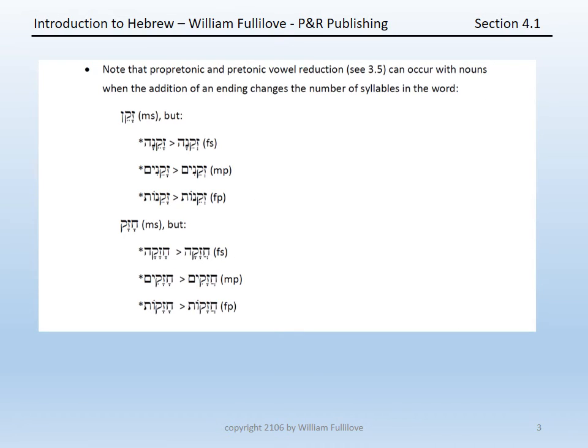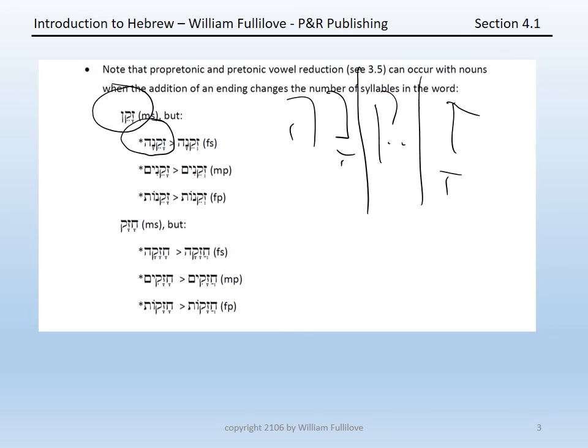You will also want to note that the addition of the nominal endings to either a noun or an adjective can cause vowel reduction, because the addition of an ending will often add another syllable to a word. For instance, if you begin with the masculine singular zaqen, you would think the feminine singular form would be zaqena, but notice there are then 3 syllables, za-qe-na. The addition of a has caused this 3rd syllable.